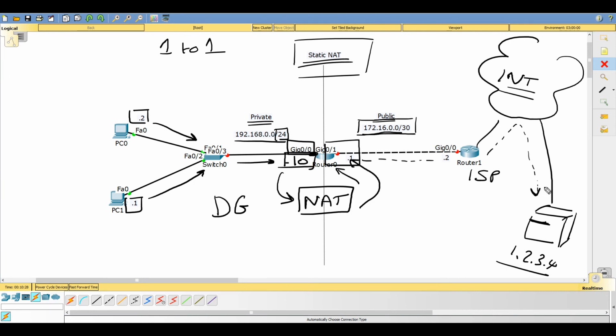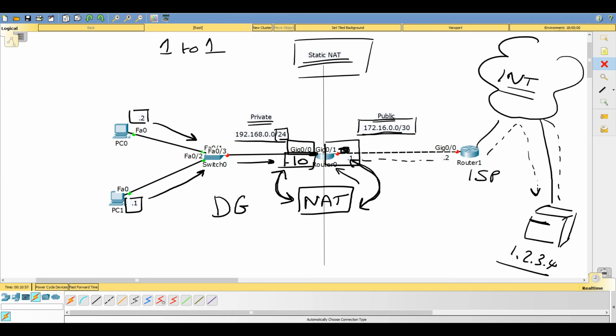When the final destination receives that packet, it sends the response back to the public IP of gig 0/1, which would be the 172.16.0.1. As that's decapsulated, it's sent back down to the NAT process. The source is changed back to the relevant host, whether that's the 192.168.0.1 or .2, and sent to the final destination.